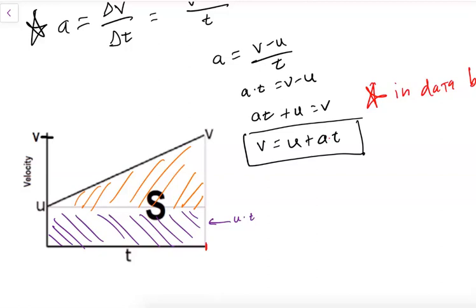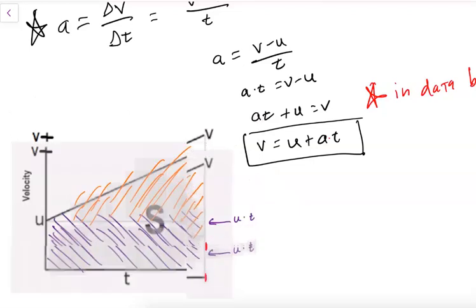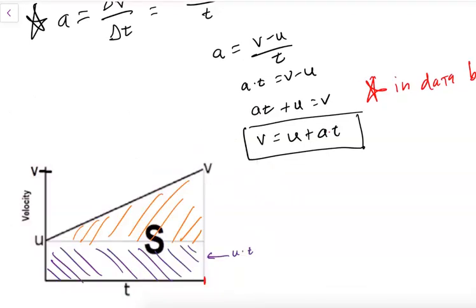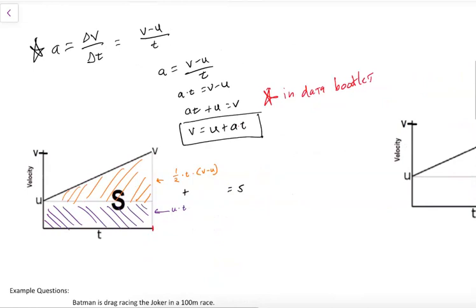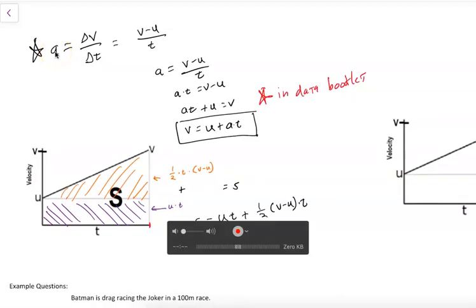So this right here is 1/2 base, which is times t, times the height, which is v minus u. And when you add those together, you should get s. So s is equal to ut plus 1/2 v minus u times t. All right, this is kind of an ugly equation.